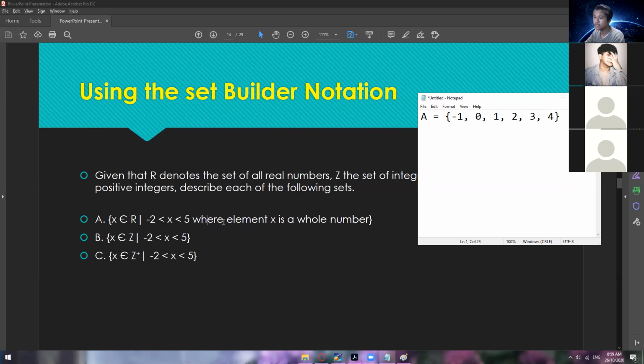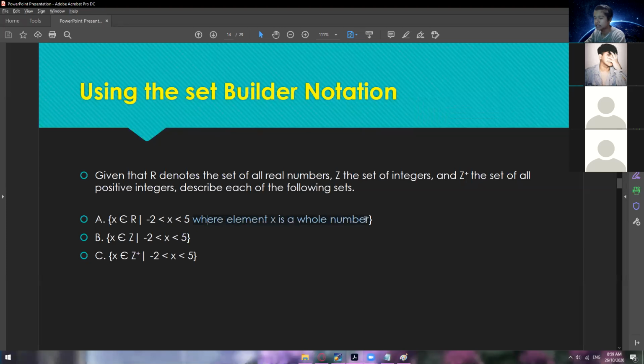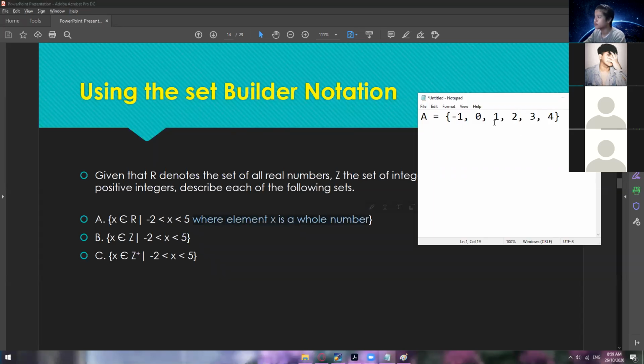Okay, so kung mapapansin niyo, where element X is a whole number, kasi kung hindi sama tong condition na to or tong rule na to, pwede nating ilagay dito negative 1.55, or negative 1.25 or positive 1.25 or positive 1.35, okay? Kasi that one is still a real number. Pero sabi dito, whole number na lang, so wala na dapat decimal. So sobrang dami kapag hindi naka-indicate yung condition.